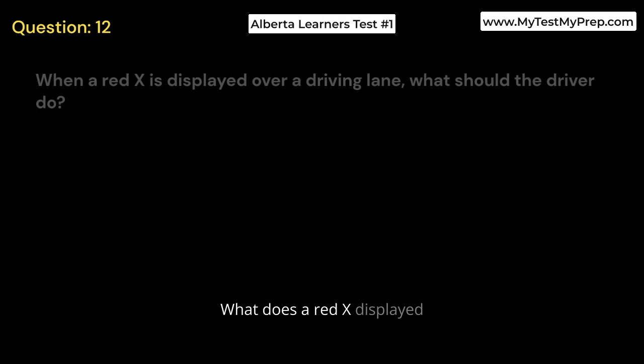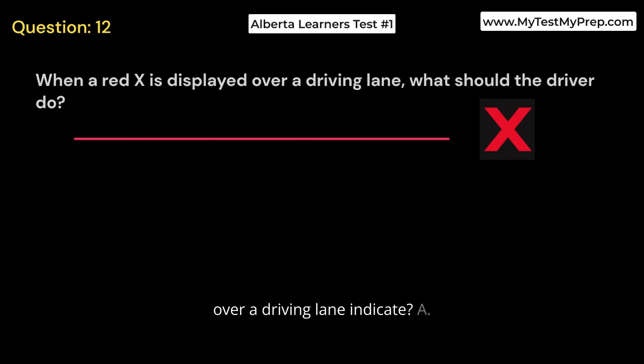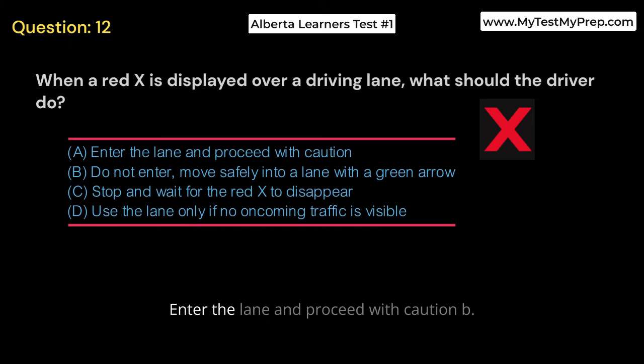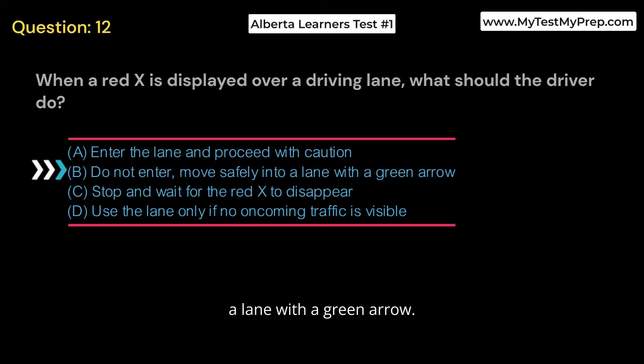What does a red X displayed over a driving lane indicate? A. Enter the lane and proceed with caution. B. Do not enter, move safely into a lane with a green arrow. C. Stop and wait for the red X to disappear. D. Use the lane only if no oncoming traffic is visible. Answer B. Do not enter, move safely into a lane with a green arrow.